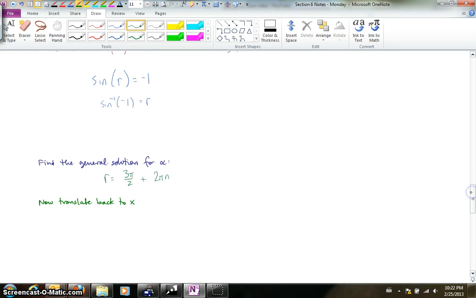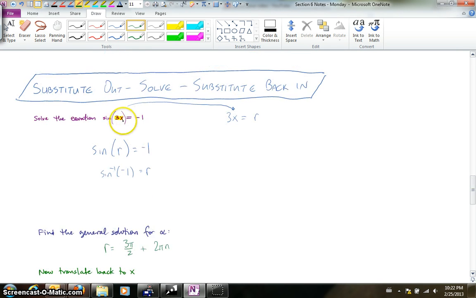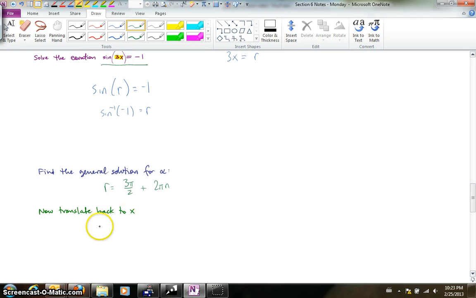Now, if I asked you to solve a problem that has x as a variable, but you tell me that r equals 3 pi over 2 plus 2 pi n, I might be like, hey, where did this r come from? There wasn't an r in the problem that I gave you. Why is there an r in your answer? So you've got to make sure you go back after we've solved. We've substituted out, we then solved, now we've got to substitute back in. We've got to put this 3x back in for r. And so we can just write 3x equals 3 pi over 2 plus 2 pi n.